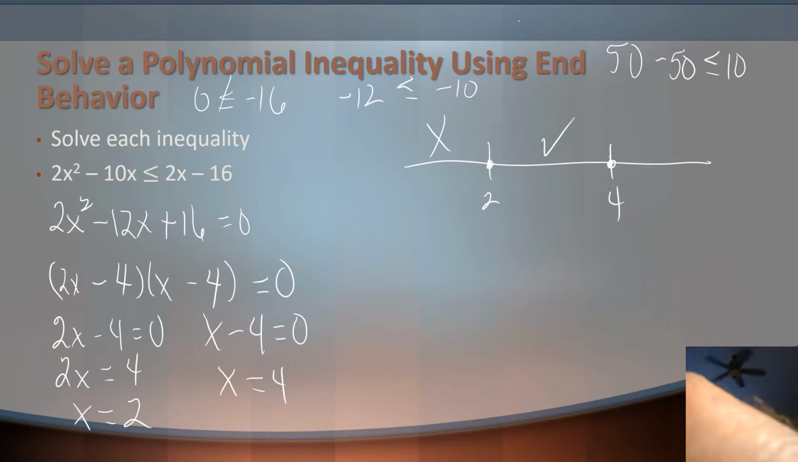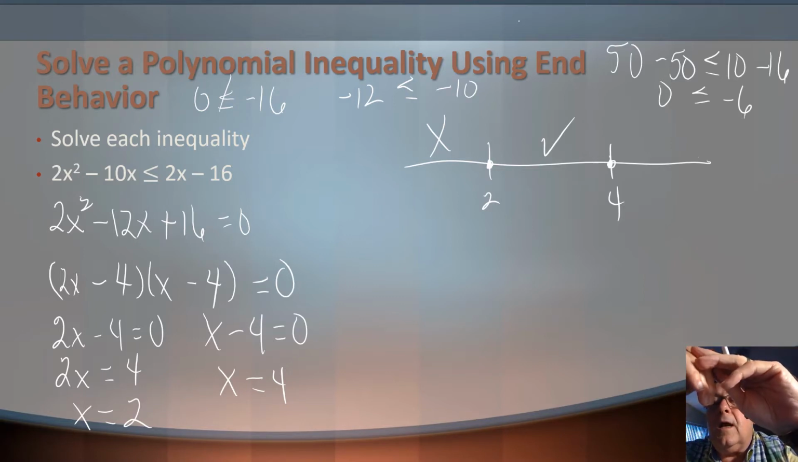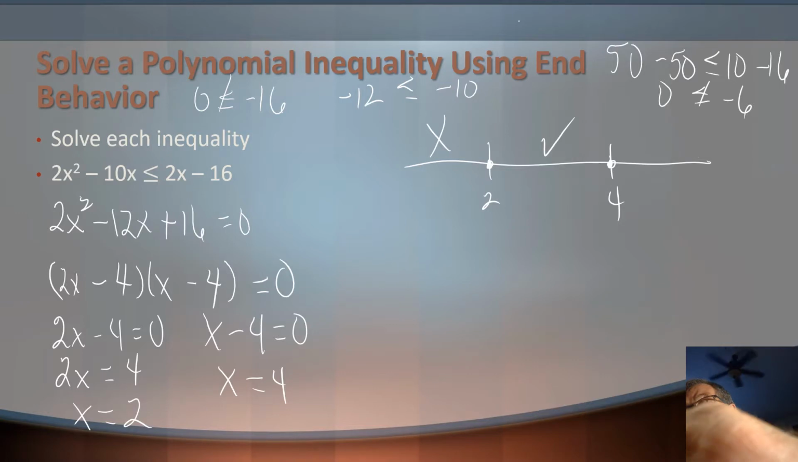negative 16. So then I got 0 is less than or equal to negative 6. And I asked myself the question, is that true? Well, no, that's not true. So that interval cannot be. So somewhere between and including 2 and 4 is my solution set.